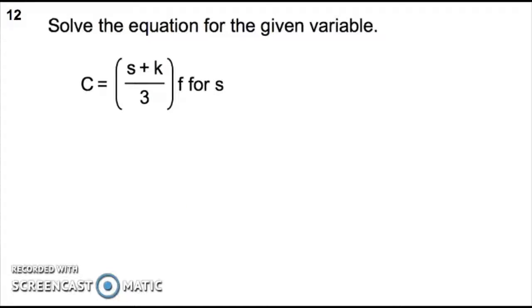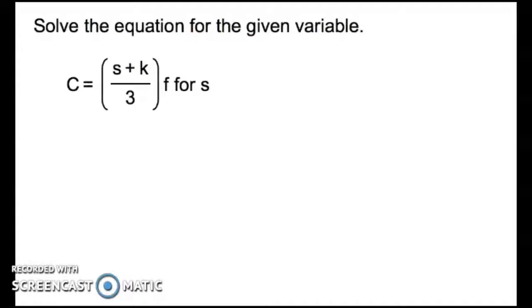Number 12. Solve the equation for the given variable. So we have c equals, all in parentheses, s plus k over 3 times f for s. So we're solving for s, so let's highlight that. Before we can even think about touching the s, we are going to need to get rid of the f first, so we can get rid of our parentheses.